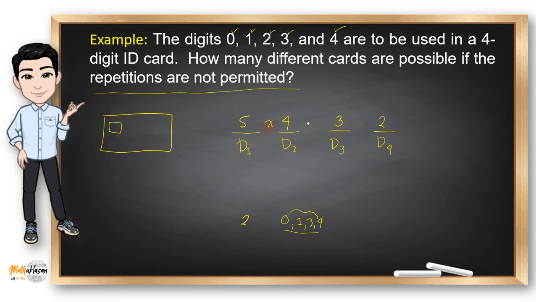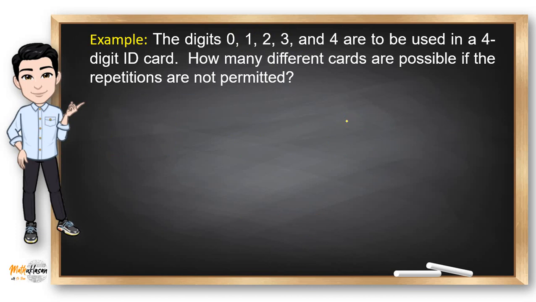So multiplying this, we have 5 times 4 times 3 times 2. The answer here is 120 ways. So there are 120 ways for you to rearrange the ID card by just using 0, 1, 2, 3, and 4 for the digits. Okay.